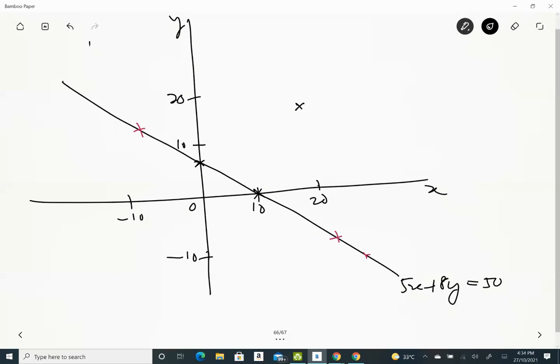X 12, and Y 22. Give me the other side, the negative X side. Negative 12, negative 10. That's one negative point. So we do one point per side.